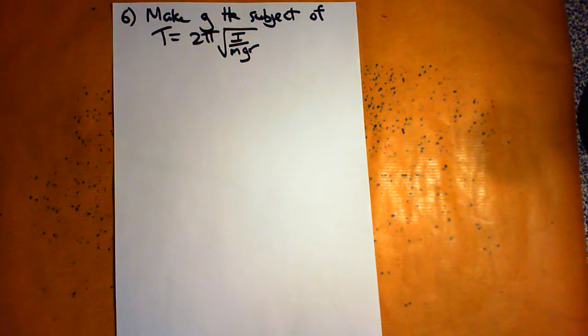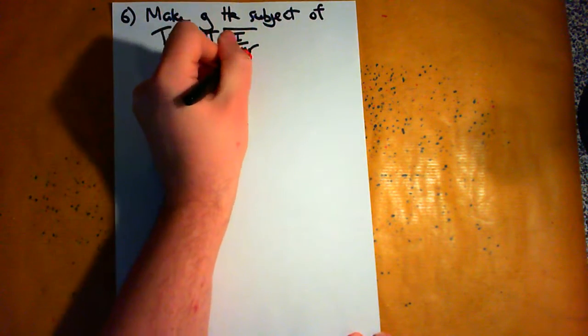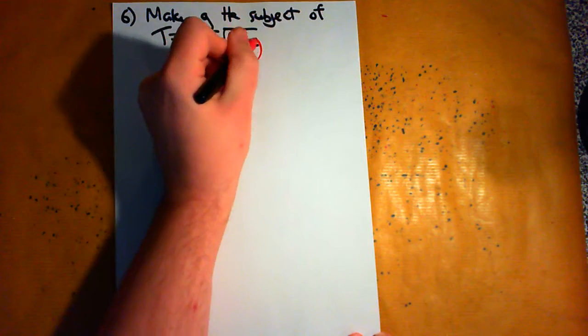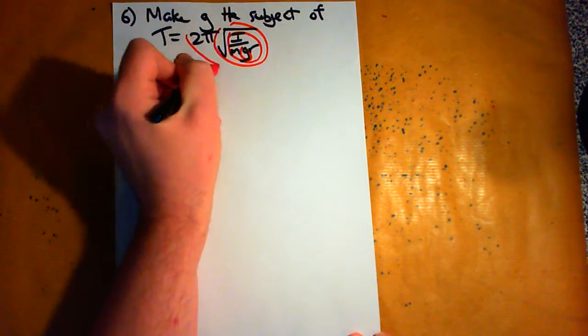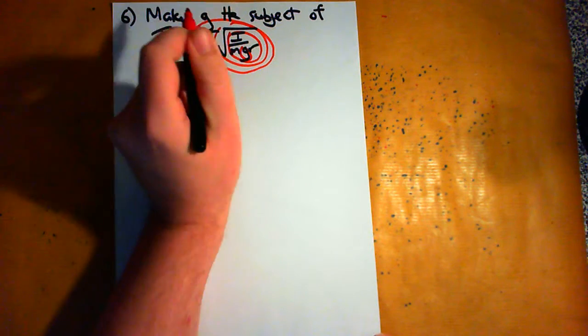Hello viewers, tutorial 13 question 6, and we're making g the subject of T equals 2 pi times the square root of l over mgr. Okay, so we want to find g, which is inside this fraction, which is inside the square root, which is inside a multiplier by 2 pi.